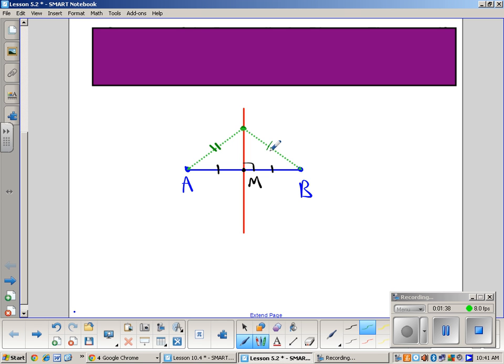Now, if you look at that bigger picture, what shape is that? A triangle. What kind of a triangle? Isosceles, because it has two sides equal.